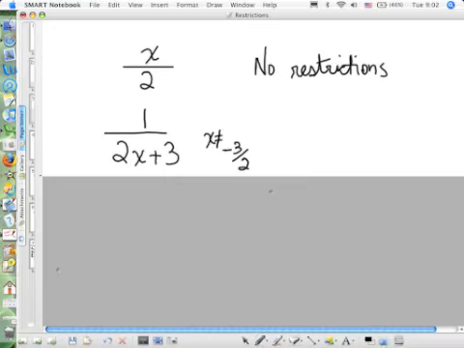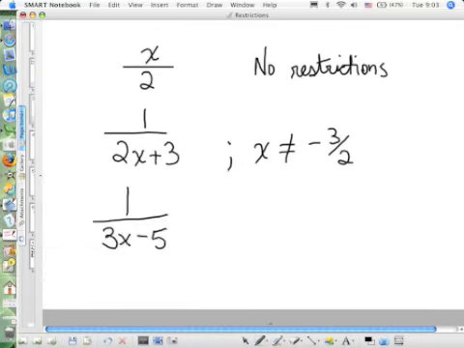Now, I want you to look at the problem. I took the opposite sign of 3 because I would have to subtract 3 to get it to the other side, and then divide in order to undo the multiplication. Negative 3 over 2. Now let's look at that. What's 2 times negative 3 halves? Negative 3. And what's negative 3 plus 3? 0. So that is what would make that denominator equal to 0. Therefore, it's our restriction.